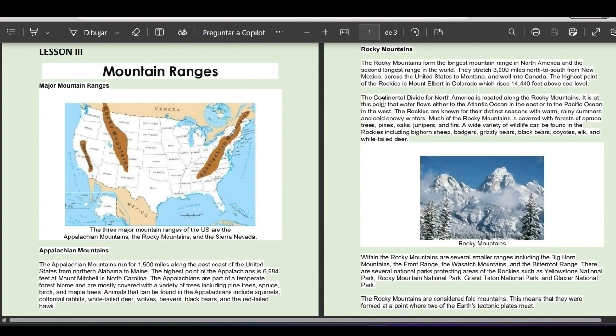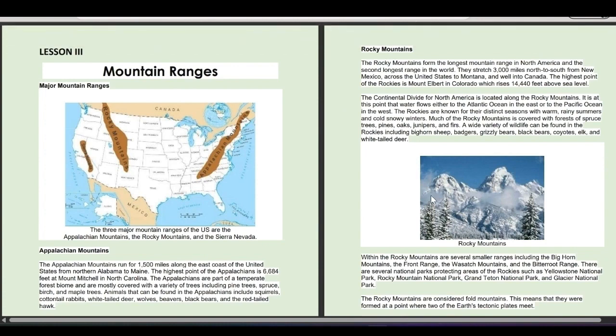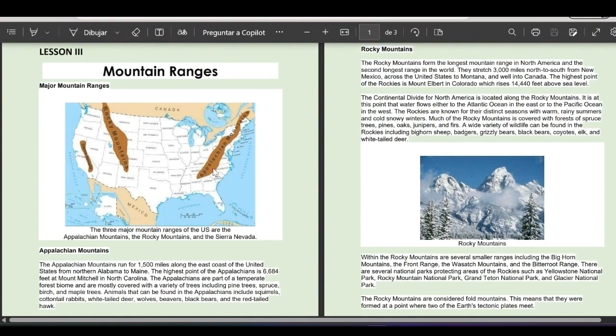Before we continue, I wanted to show you a video to mark the differences between a physical feature of a map and a political division of a map. Physical maps contain mountains, especially mountains, rivers, etc.